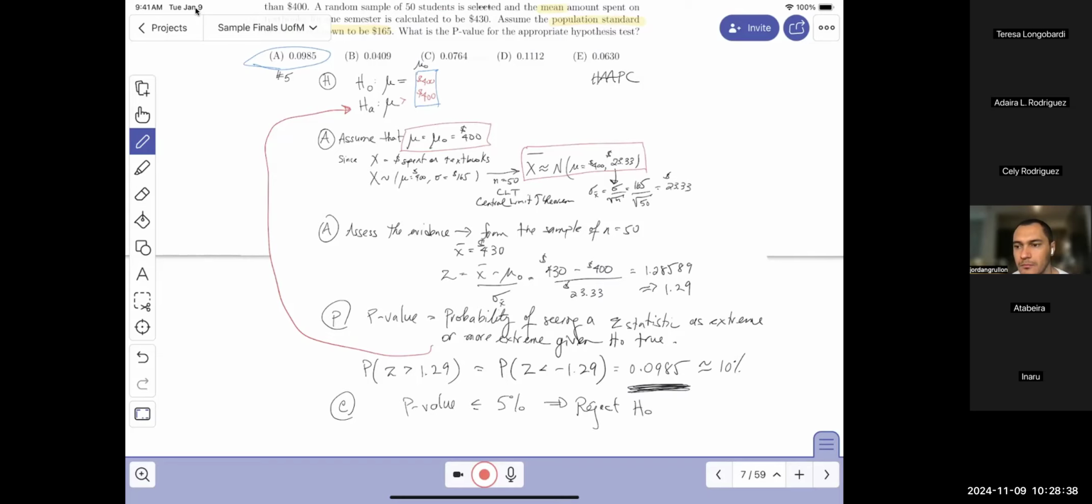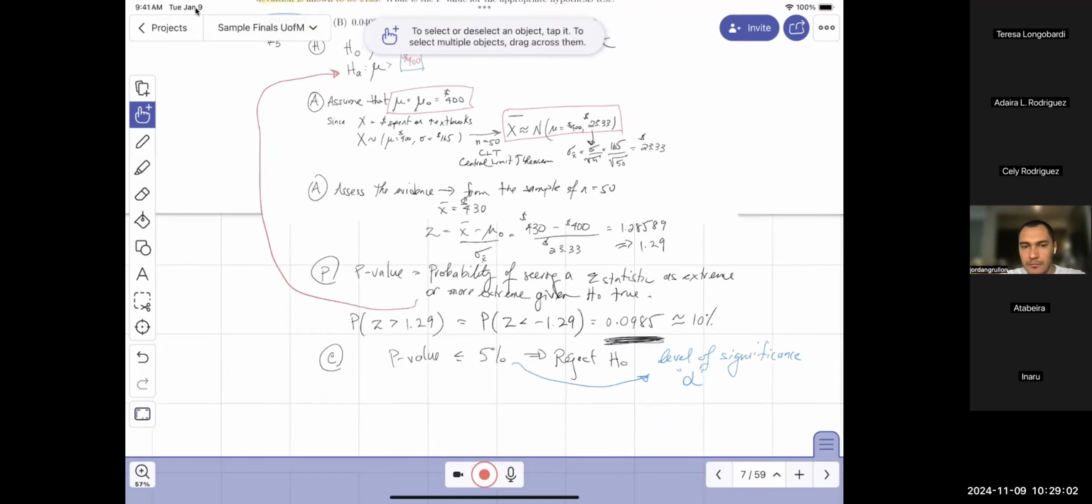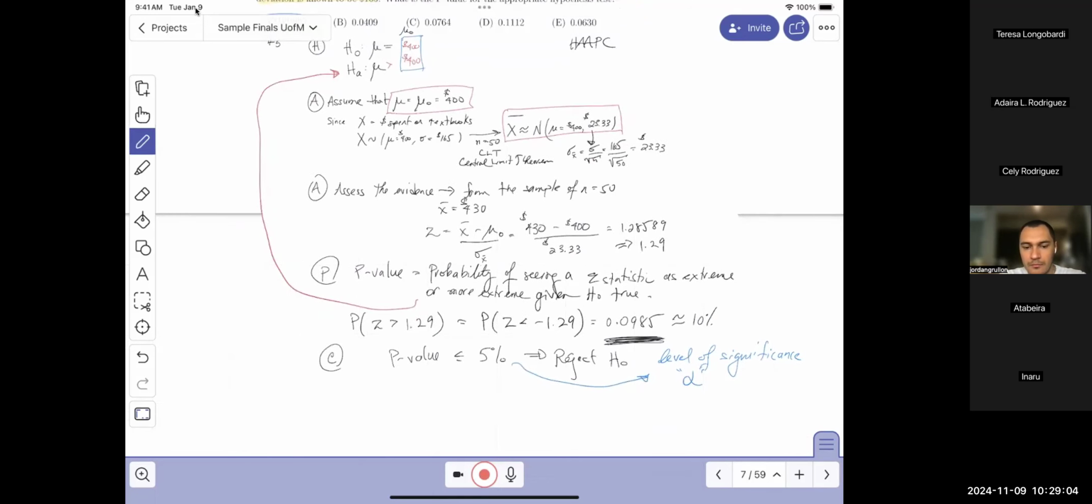That is the rule we usually use, and this is called the 5% that we set. Sometimes I change it, and in practice you might want to change it to make it more strict. This is called the level of significance, and usually we use the symbol alpha for that. So unless the problem says otherwise, you use 5%.